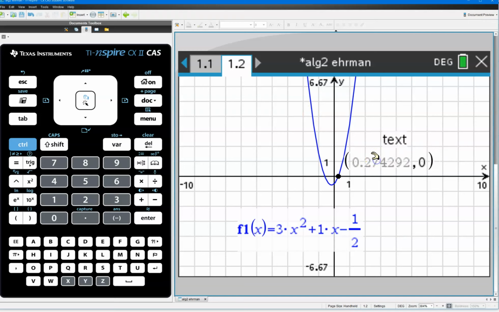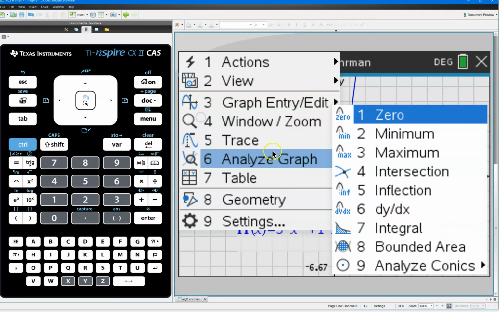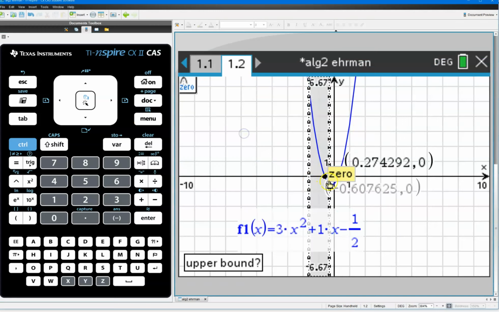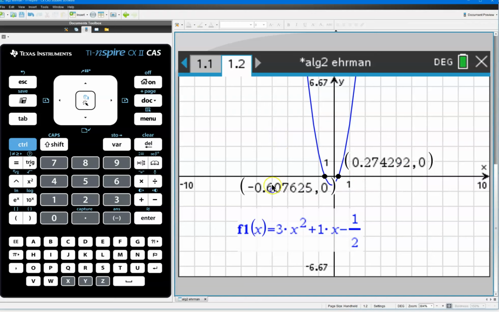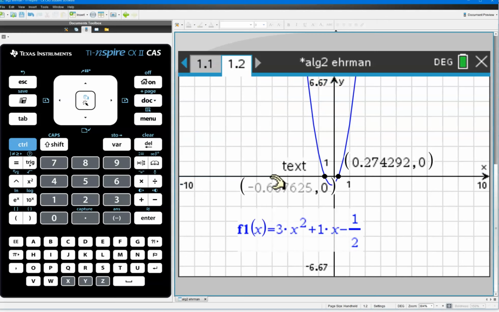Now my x-intercept has moved now that I have a new equation. That's at point 0.2742. And for my other x-intercept, let's go ahead and use the analyze graph option to find a 0 over here. Need to provide a new window. And I don't think either of those answers are what we had originally seen right here, but if I compare it to the decimal coordinates that we've got, 0.2743 and 0.6076, they seem to match pretty well. So 0.6076 and 0.2743 when rounded.